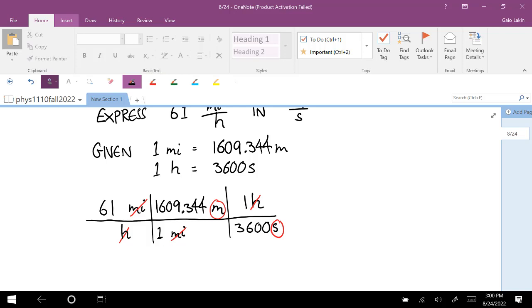And now all we have left to do is multiply out those numbers. So 61 times 1609 divided by 3,600 gives you 27.26 meters per second. Any questions about that?